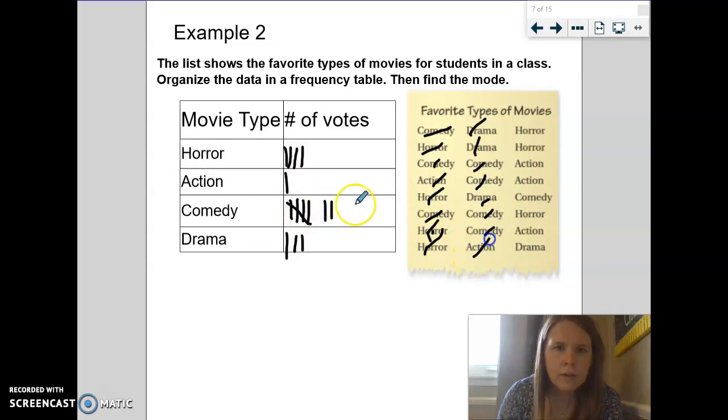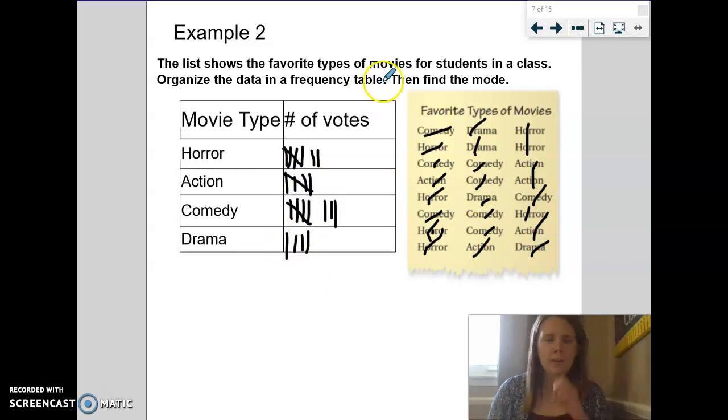Comedy. We've got an action. 2 horrors, so 2 horrors. 2 actions. Crossing them off as I go along, making sure to count them. Comedy, horror, action. Oh, action up to 5, and drama.